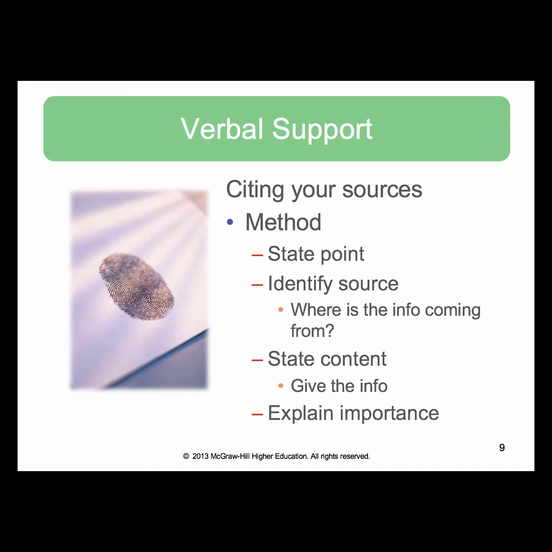So a method to citing our sources: first we want to state the overall point that we're trying to make. Then we need to identify the source, so where is the supporting material coming from? We need to actually state that supporting material, and then we also always need to explain the importance of that material. So here I'll provide you a brief example.